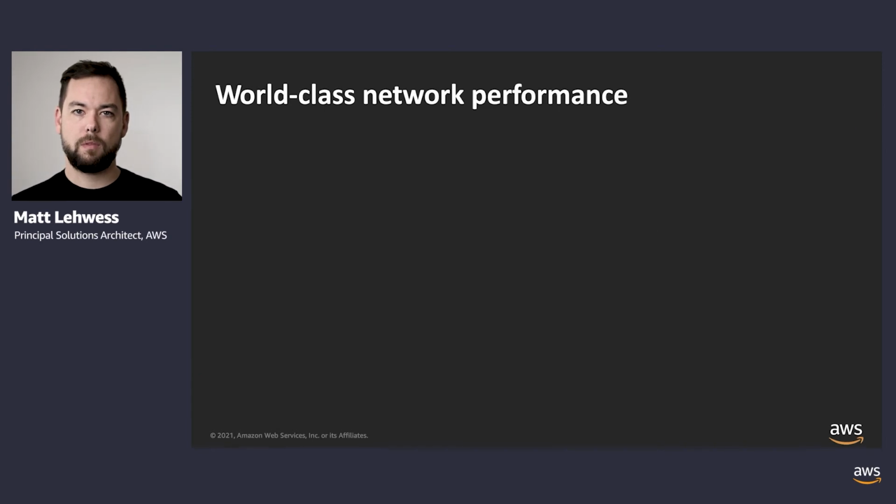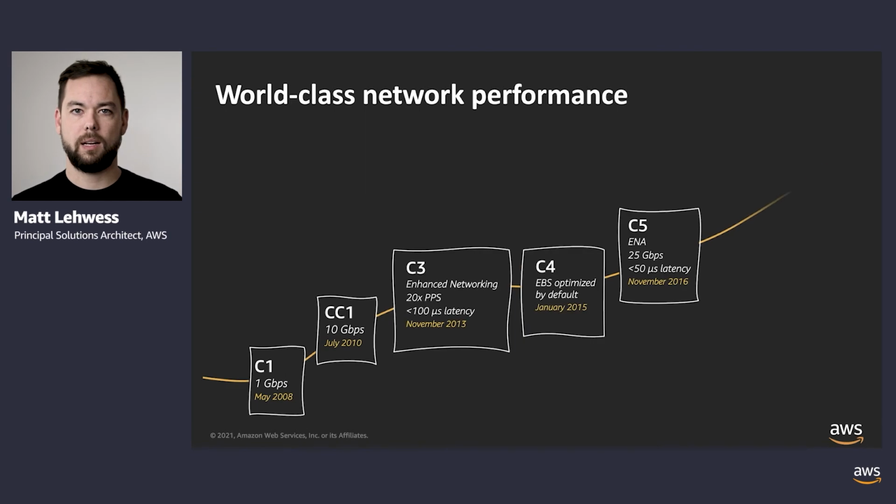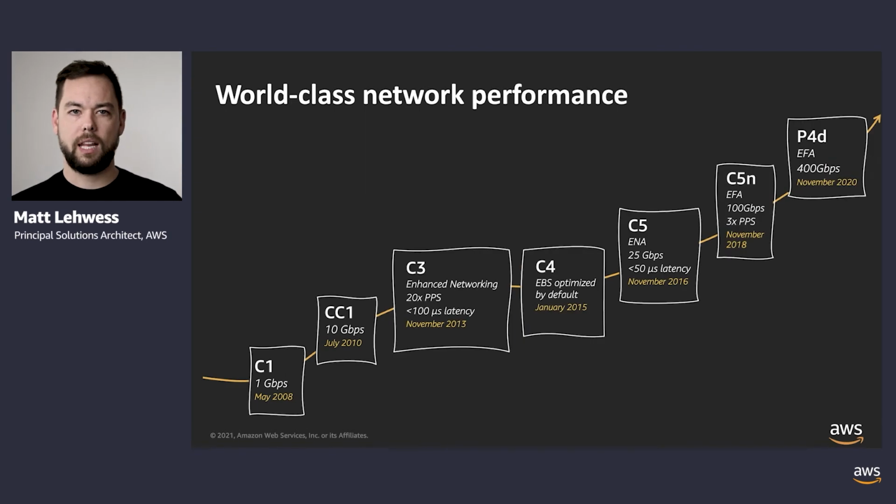So let's talk about some of our evolution around some of the instances that we have here at AWS. On the far left-hand side here, we have our C1 instances that were released in 2008. And so they were able to do 1 gigabit per second. Now, as we see the progression here, in 2010, 2 years later, we had our CC1 instances that had 10 gigabits per second capability. Now, from there, we basically head upwards from a performance perspective.